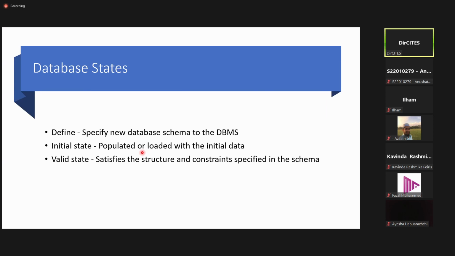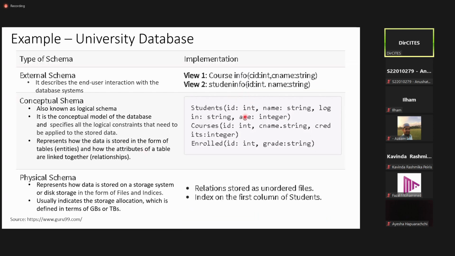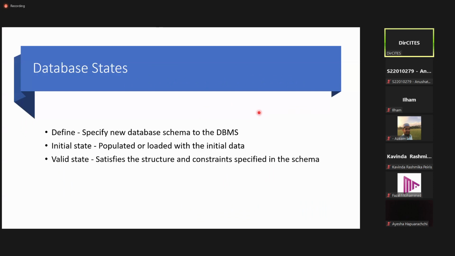And valid state means it should satisfy the structure and constraints specified in the schema. So if in the schema it is defined that the student ID should contain integer values, even though you insert data, if there are text values, it is not in a valid state. It's only in the initial state where you have inserted initial data. But once we satisfy the structure given and the rules specified in the schema, the database will come to the valid state.